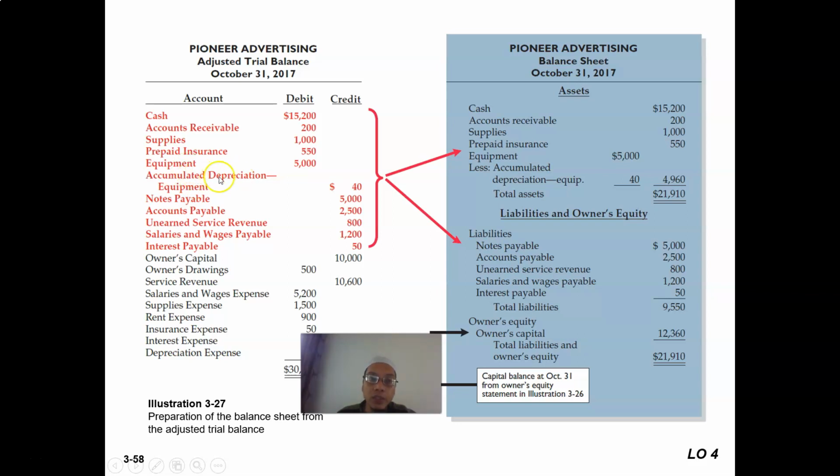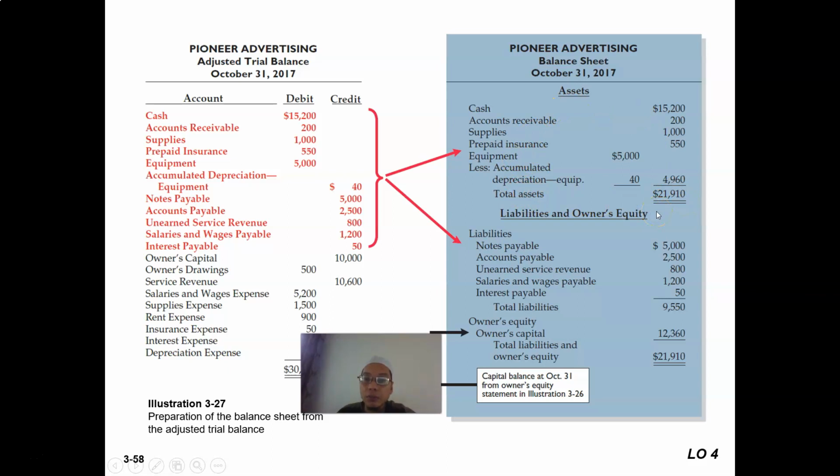the accumulated depreciation of the equipment. So we put them here: cash, accounts receivable, supplies, prepaid insurance, and we put on the right side, and then we put equipment less the accumulated depreciation for equipment. The book value of equipment is 4,960. So we plus all of these together, we get the total assets of 21,910. That's on one side of the balance sheet.